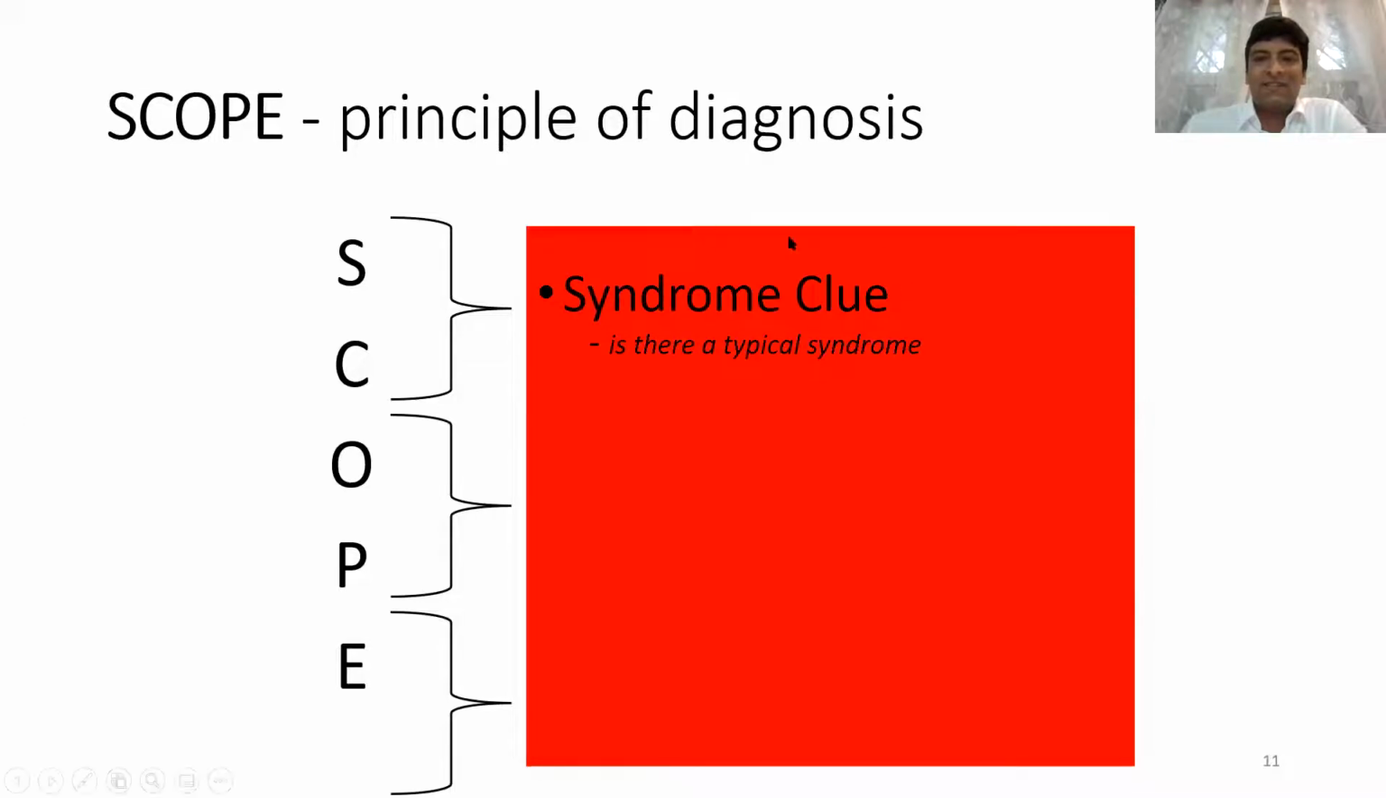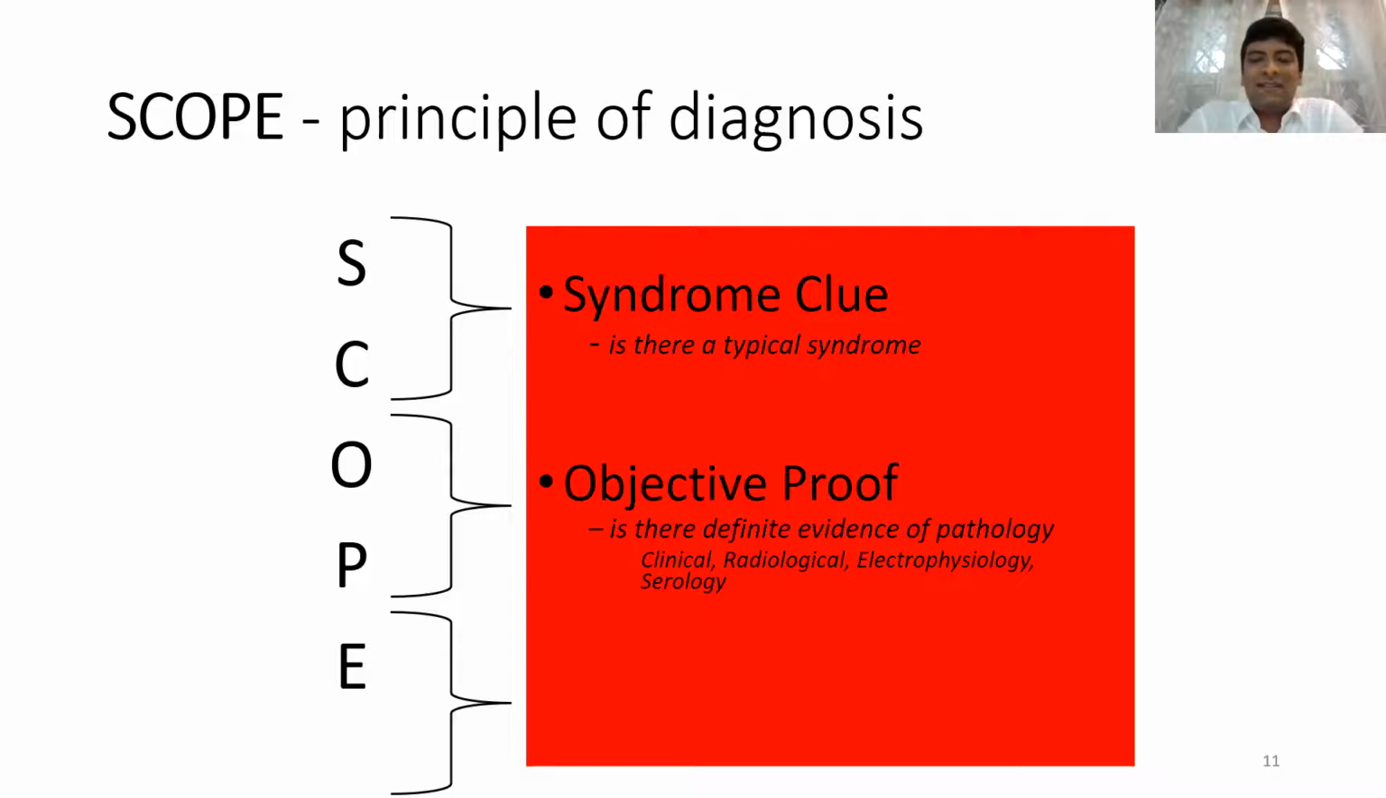First, is there a clue to a particular syndrome? Is there a typical syndrome in the disorder we are facing? Second, is there objective proof of pathology? This objective proof is something that goes beyond the patient's subjective feeling or interpretation or report. So it could be a clinical sign, radiological evidence, electrophysiological evidence, or serology. So we need objective proof.